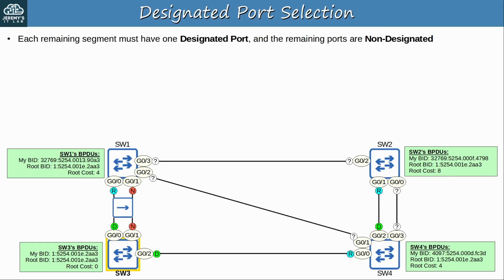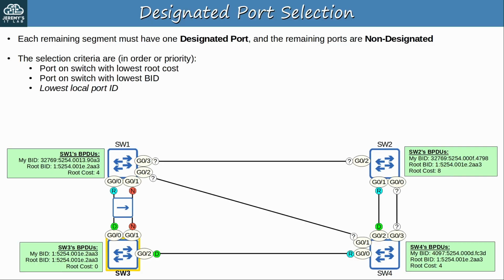After each switch has selected a root port, each remaining segment must have one designated port, and the remaining ports are non-designated. The selection criteria to determine which port on a segment becomes designated are as follows. First, the port on the switch with the lowest root cost will become designated. If the switches have the same root cost, the port on the switch with the lowest bridge ID will become designated. If multiple ports on the segment are on the same switch, the port with the lowest port ID will become designated. We saw an example of this on switch 3.